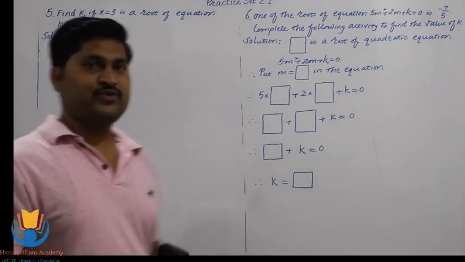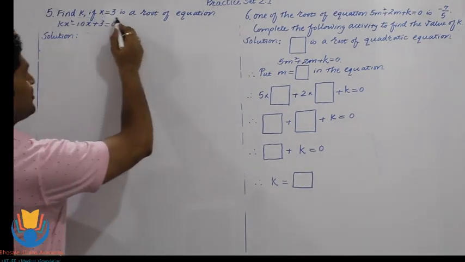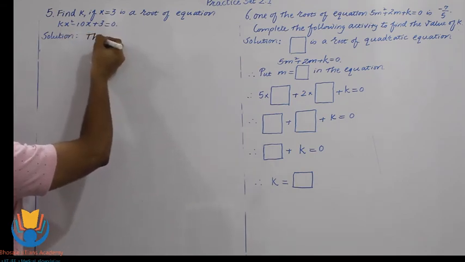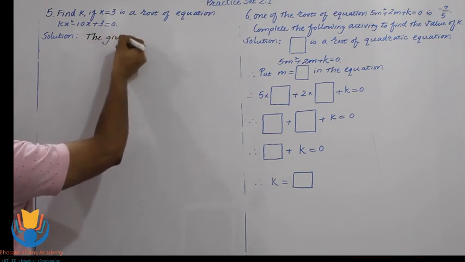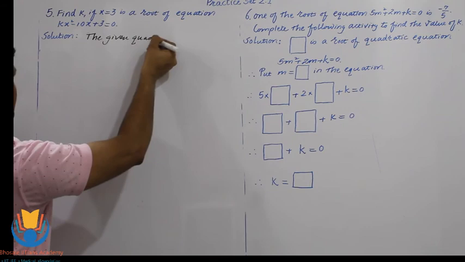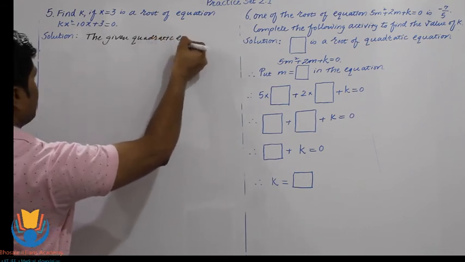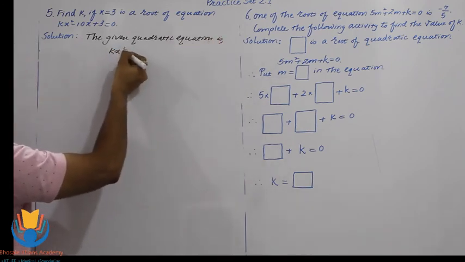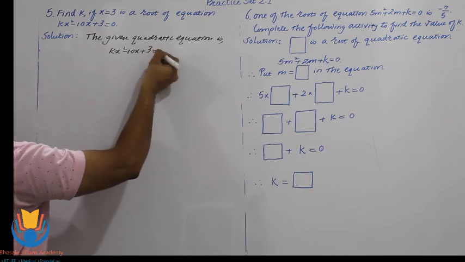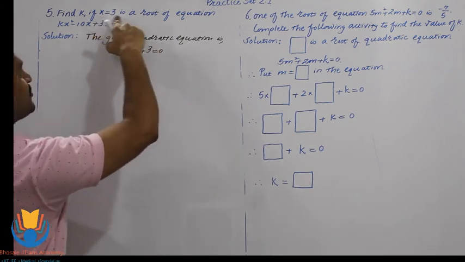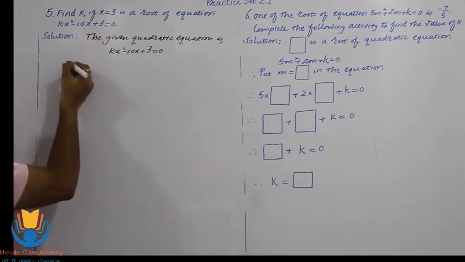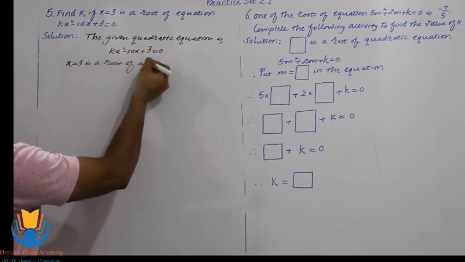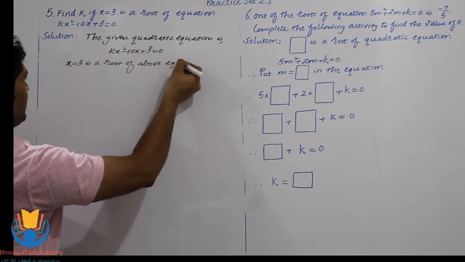Let's start question number 5. Here we have to find k if x is equal to 3 is a root of this equation kx square minus 10x plus 3 is equal to 0. For that again we will copy this equation in the solution. And this quadratic equation is kx square minus 10x plus 3 is equal to 0, and it is given that x is equal to 3 is a root of this equation, so that also we have to write.